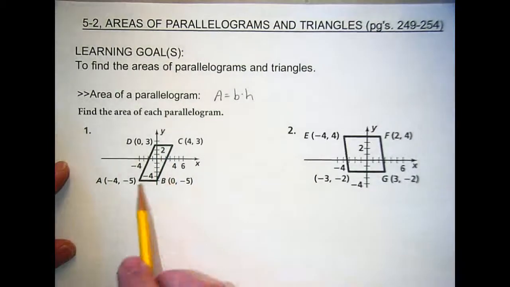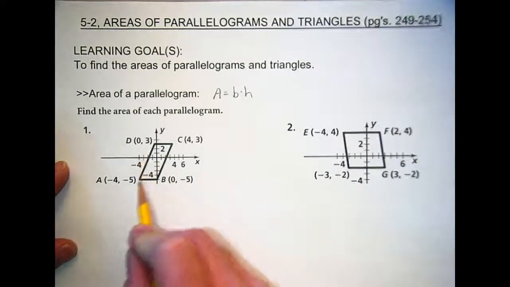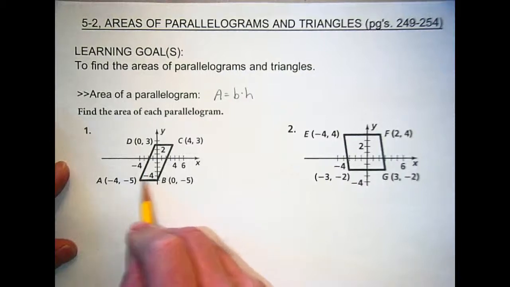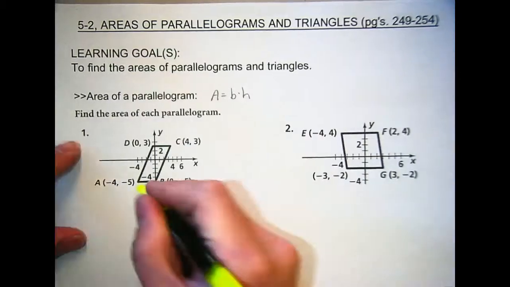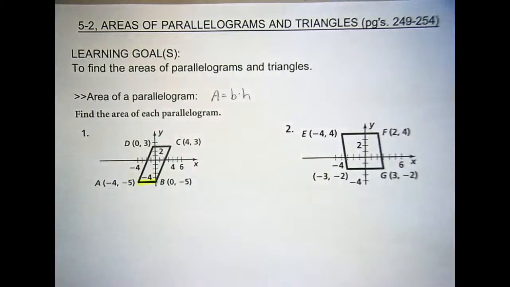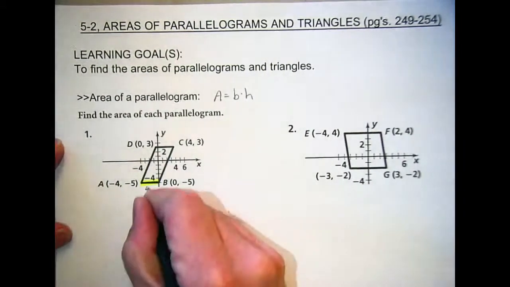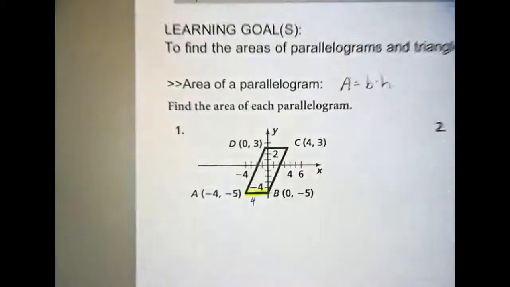So if I'm looking at number 1 here, if I look at the length of the base, and you think of our base, I like to think of it as just the bottom portion there. So in this case, on the x-axis, I'm going from -4 all the way to 0, right? So that length right there is a length of 4.